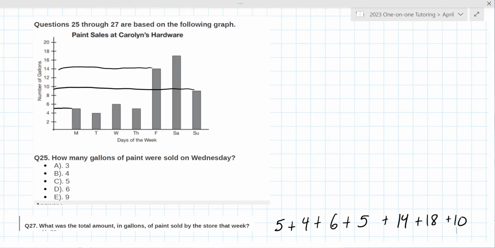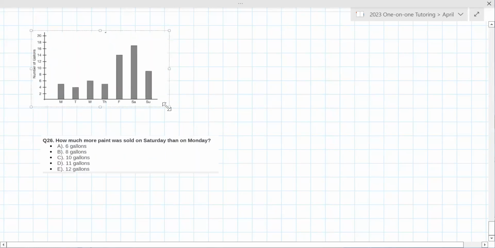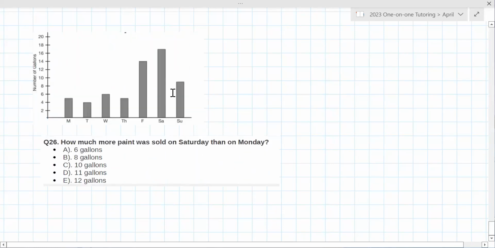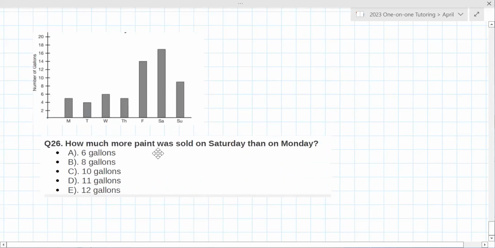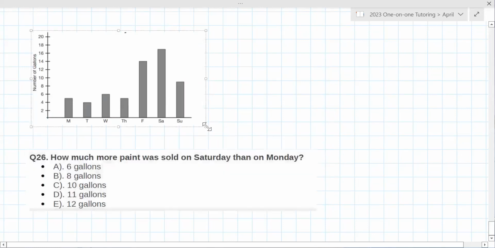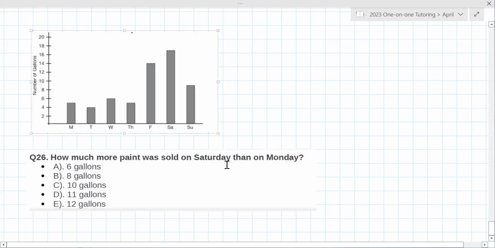This is probably a better example of what you might see. Let me reset the problem with the graph, because the real questions are like this. There's always two steps or more, and you're going to see that here. It says, how much more paint was sold on Saturday than on Monday? So basically they want you to compare Saturday to Monday.